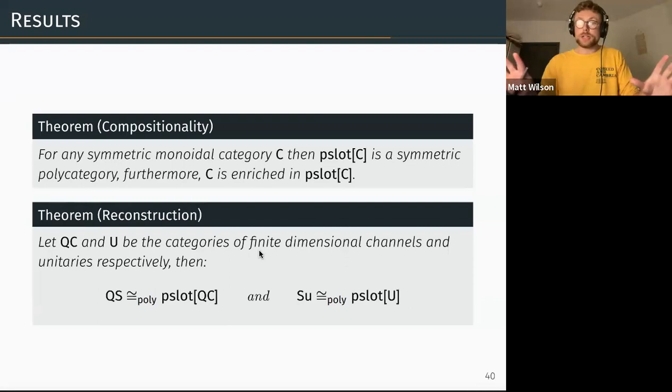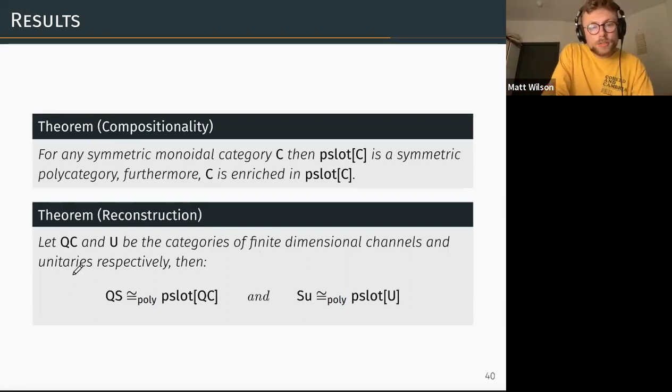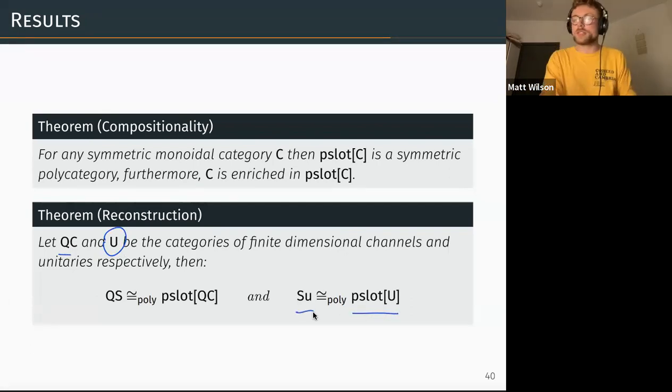First of all, there's the domain-independent thing, compositionality. For any symmetric monoidal category C, the polyslots form a symmetric polycategory, and all of the monoidal structure of C is enriched in the polyslots of C. Secondly, there's a reconstruction theorem, the domain-specific stuff, both in the quantum information theory setting and now in the pure quantum theory setting. And that was the extra thing we needed to prove. The polyslots recover the physicist's definition of a supermap.